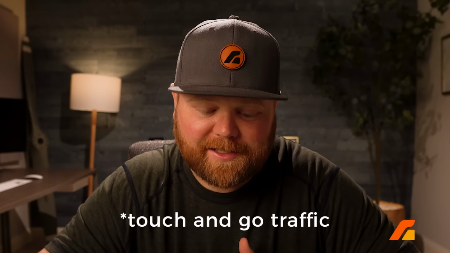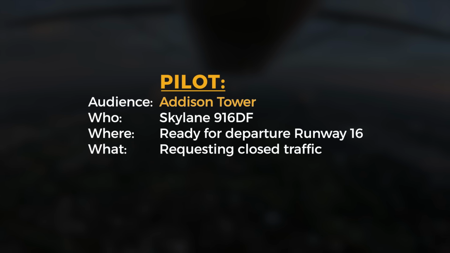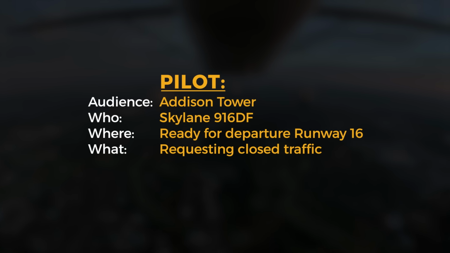So when we're taking off, we're either going to be staying at the airport or leaving. So let's cover if we were staying in the pattern. Now, Addison doesn't really allow transient stuff like that, but let's assume that they did. You're at a less busy airport. You would just call them and again, tell them who you are, where you are, and what you want to do. So you'd say, Addison Tower, Skylane 916 Delta Foxtrot, ready for departure, runway 16, requesting closed traffic. Closed traffic just means you want to stay in the pattern. You could also say requesting to stay in the pattern. They're going to respond back to you with a possibility of a few different things.